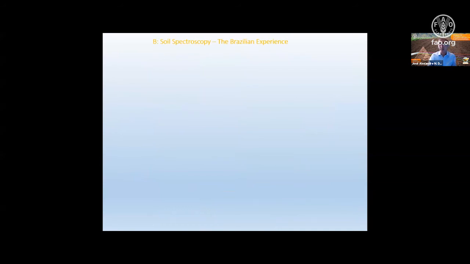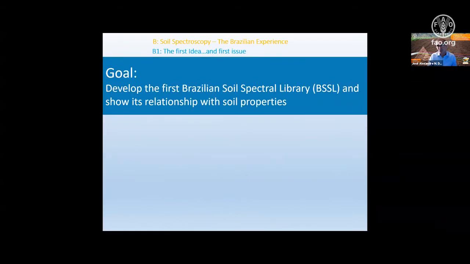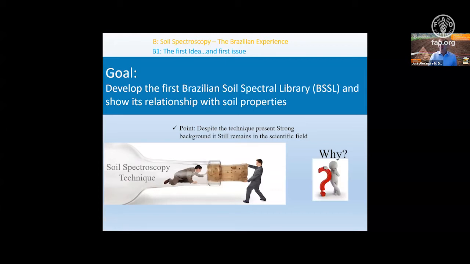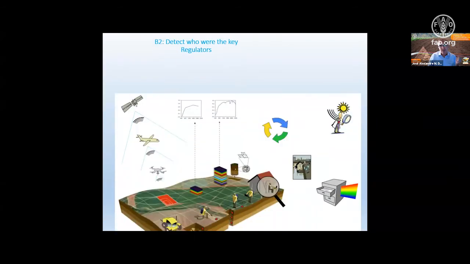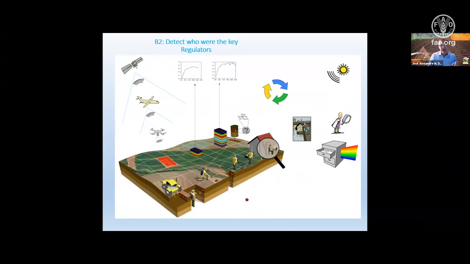Now I'm going to part B, the Brazilian experience on spectroscopy. The first idea and the first issue: the goal was to develop the Brazilian Soil Spectral Laboratory, to show people the relation with soil properties. But despite the technique having a strong background, why does it still remain in the scientific field? I kept wondering where the bottleneck was. I took a look at this picture, where our group was always working like researchers, trying to see where the bottleneck was.